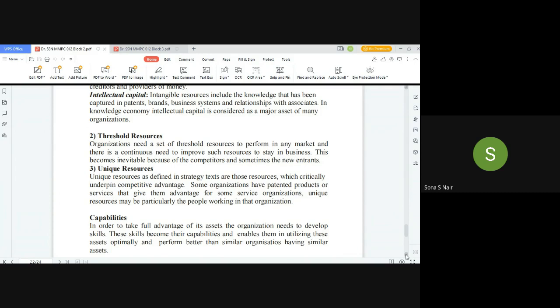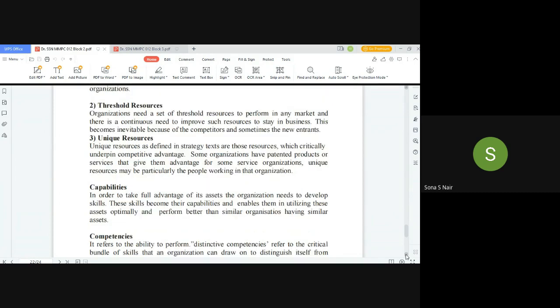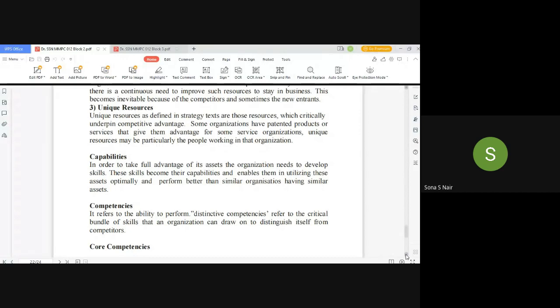Okay, going further ahead from resources and capabilities, we come to competencies. What are competencies? Competency is an internal factor or an internal ability to perform in the current environment. It is one step further ahead from capabilities. Now, there's something called distinctive competencies. They refer to the critical skills that an organization can put together to perform well and to distinguish itself from the competitors.